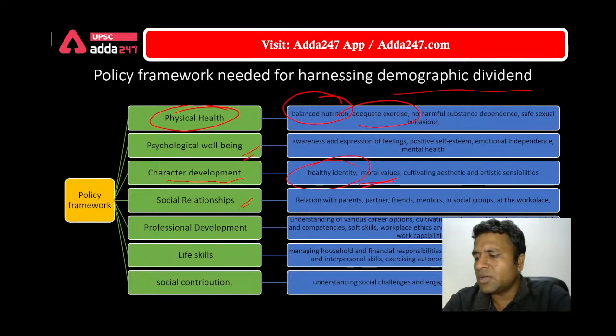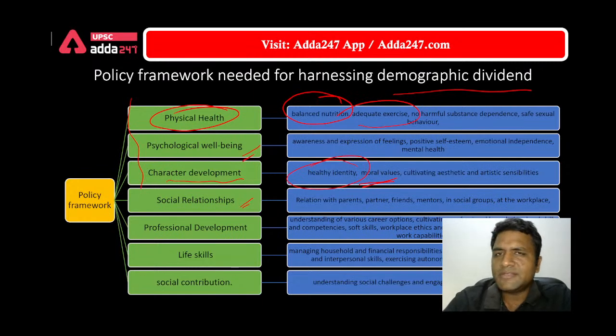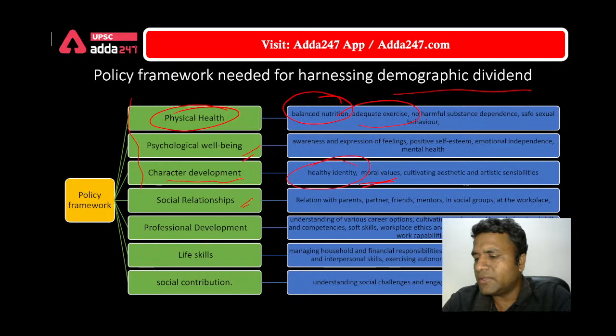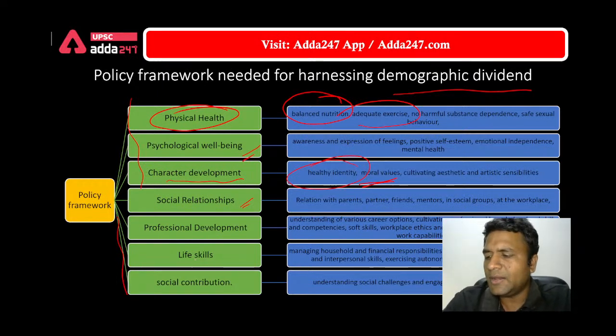So these were the health aspect and emotional aspect, and now we have to talk about the education and employability aspect. For that, professional development, life skills, and social contribution can play a big role. In professional development, you have understanding of various career options, what you can do right from the age of 10, 12, what you are planning to become, and for that counseling should be there.